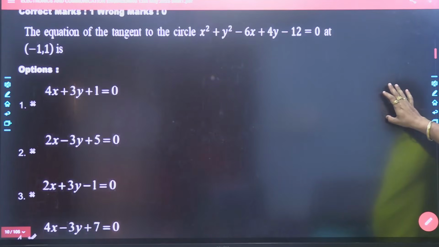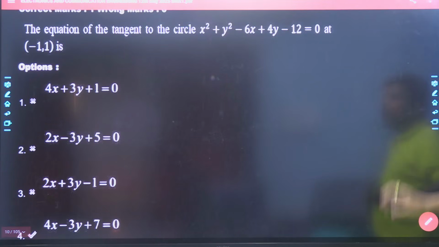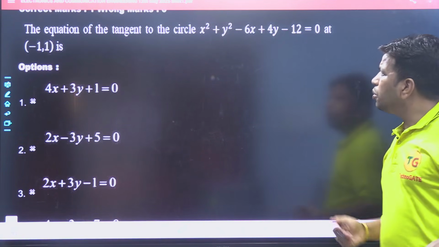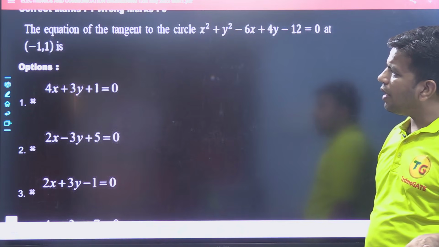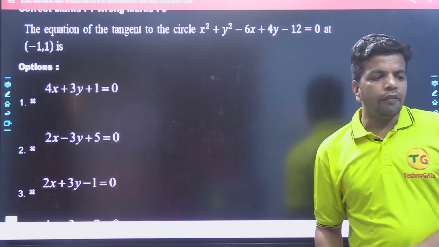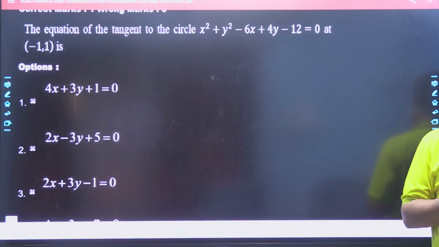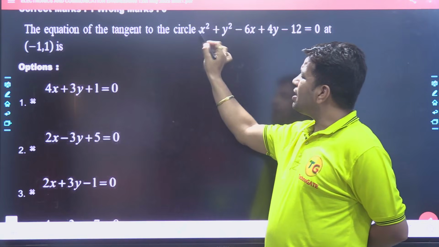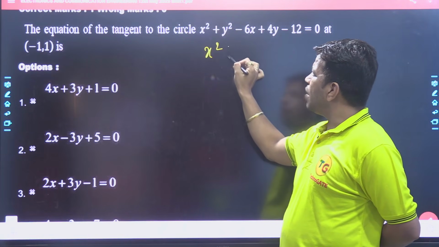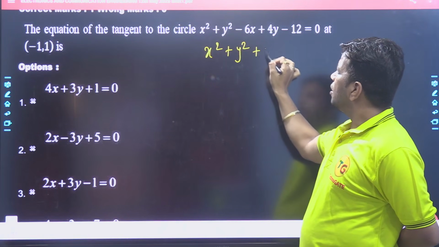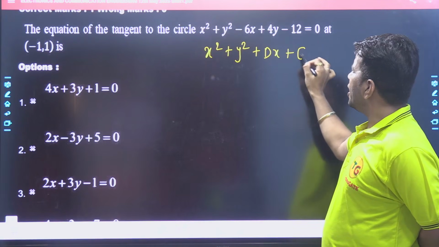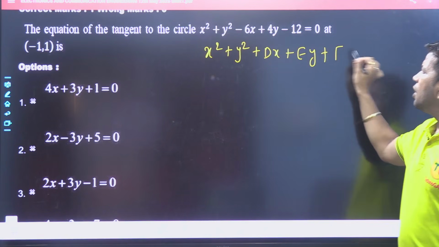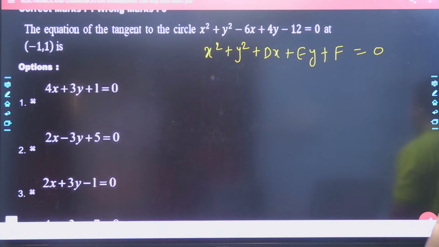Let's see question number 16. The equation of tangent to the circle at minus 1 comma 1 is. Okay, we need to find out the equation of the tangent. So let's see. First of all, if we write the generalized equation for the circle, it is x square plus y square plus dx plus ey plus f equals to 0. Okay.